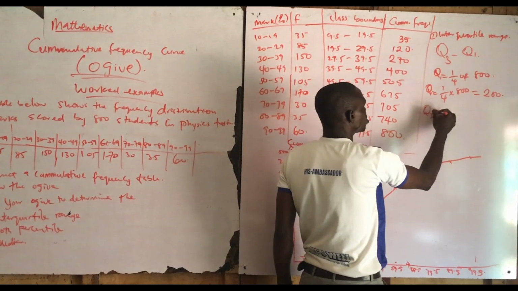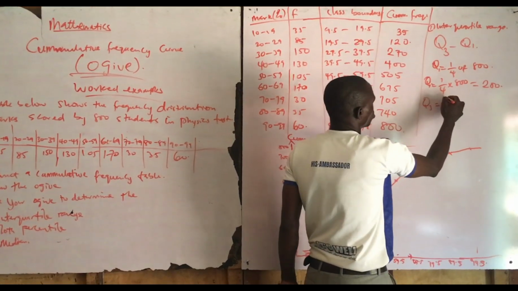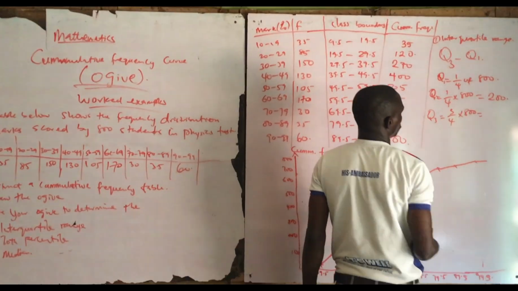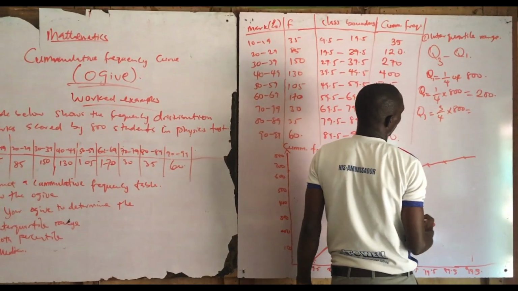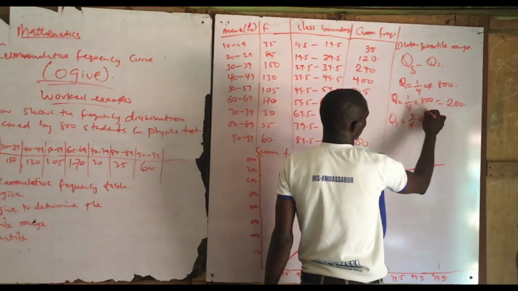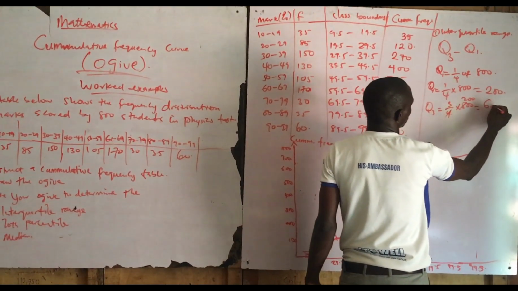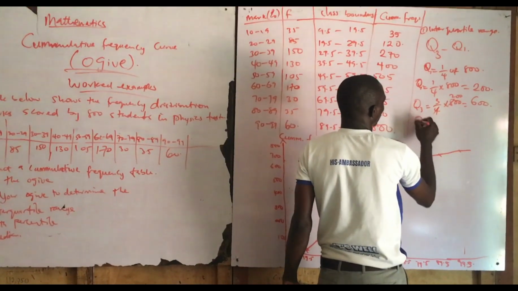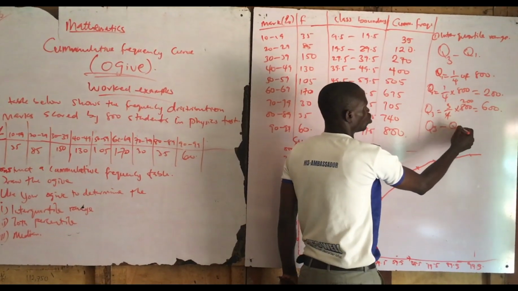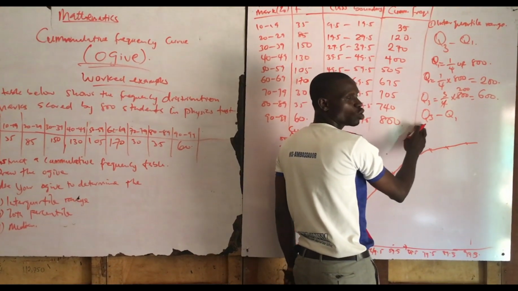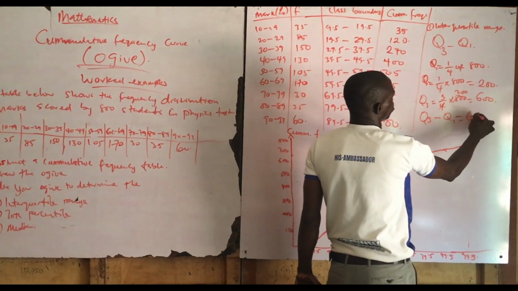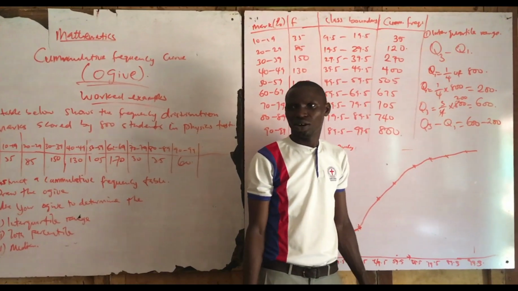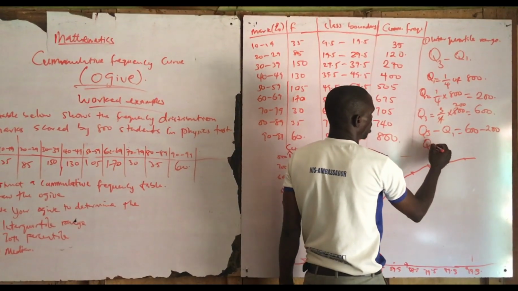Then Q3 is the third quarter. That's 3 over 4 times 800. This divided by this is 200, and 3 times 200 is 600. So this is the first quarter, this is the third quarter. So for the interquartile range, you subtract the first quarter from the third quarter, that is Q3 minus Q1, and that will give us 600 minus 200.